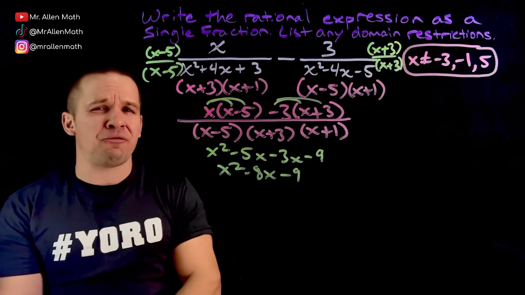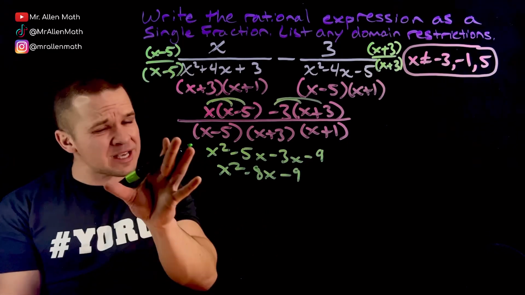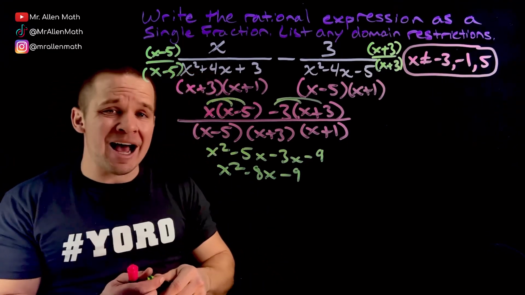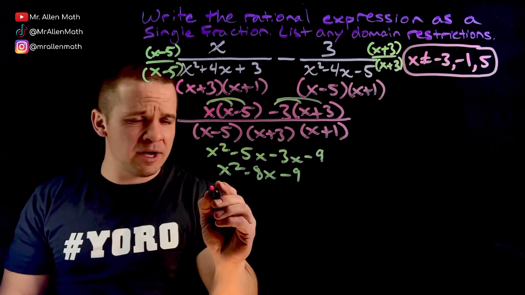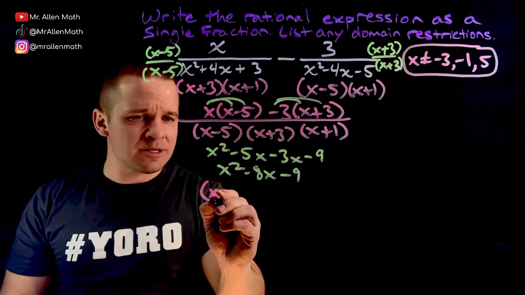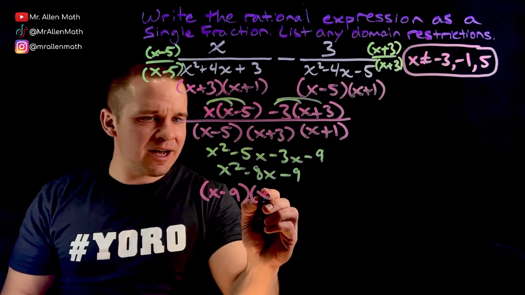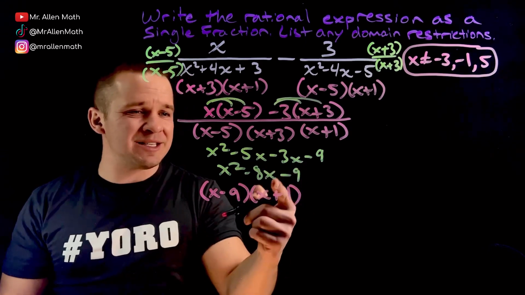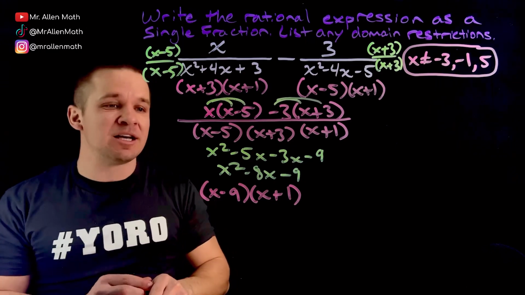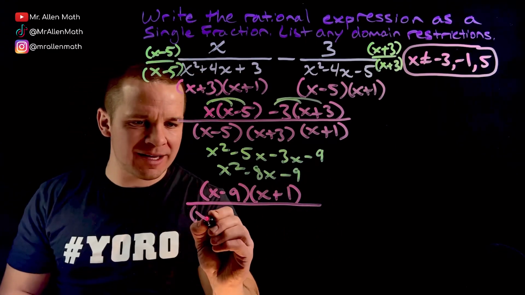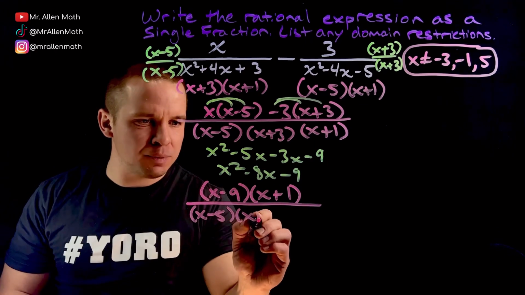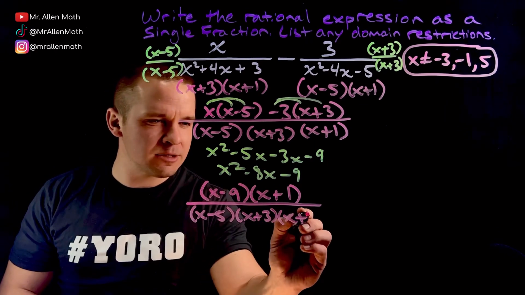Can I do any factoring with that? I've already combined my like terms. I most certainly can factor. Now I'm going to switch back to this pink one because we're going to put it all in one fraction. So here I've got x minus 9 and then x plus 1, right? That multiplies to negative 9 and adds to negative 8. The whole big fraction, we've got x minus 5, x plus 3, and x plus 1.